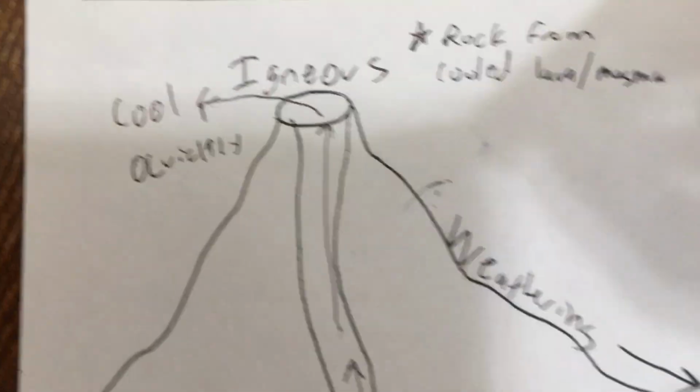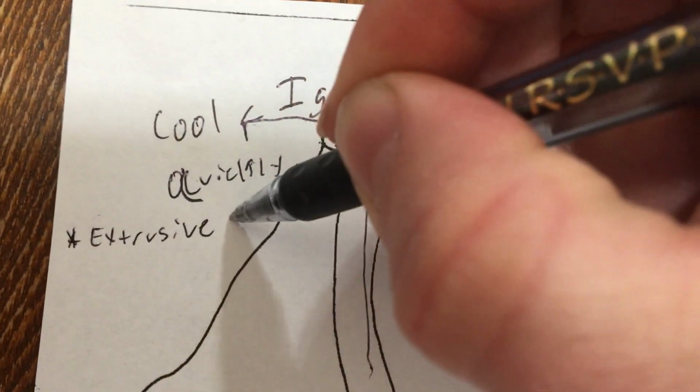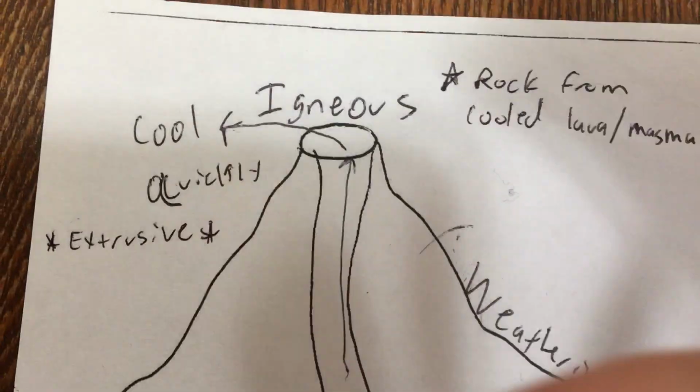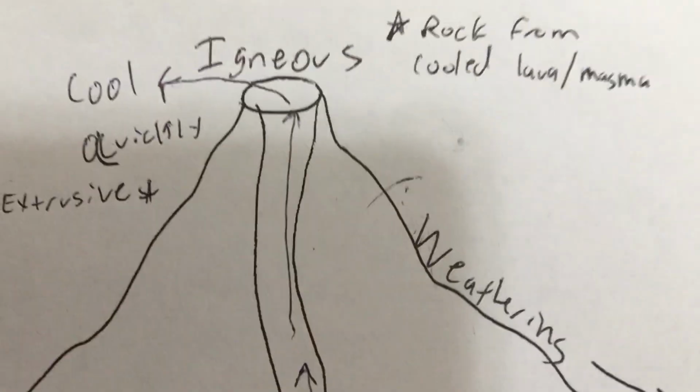All the opposite happens up here. These cool quickly. That's quite a cue right there. These cool quickly. The vocab word there is extrusive. They explode onto the surface of the earth. And you could potentially get a couple different textures with this. First, let's just do the opposite, of course. You can get fine textures.